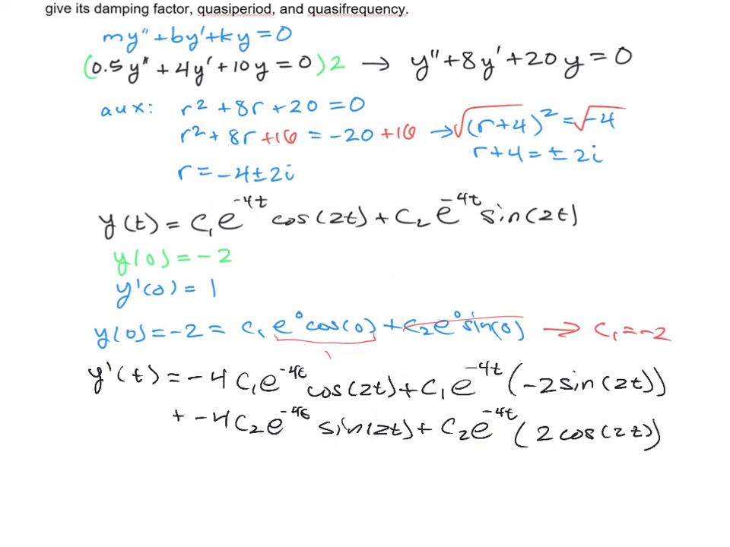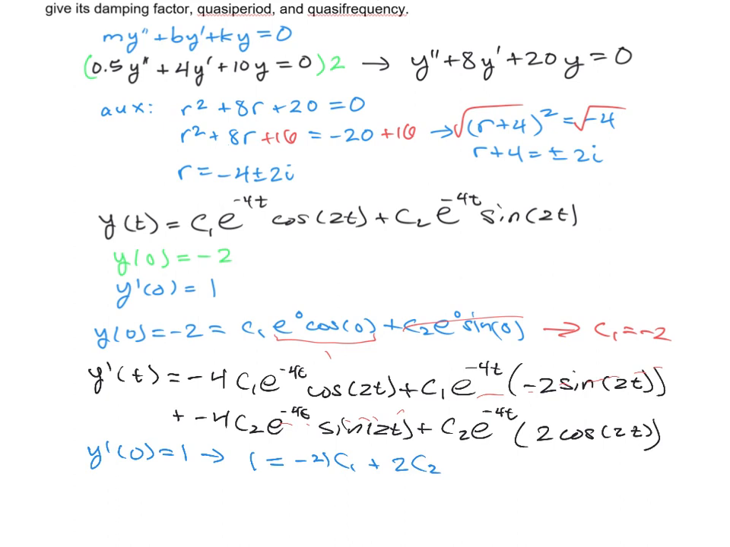And we know again that y prime of 0 must equal 1. So that means that 1 will be equal to this expression evaluated at 0. So we're going to have a negative 4c1 from the first term. The second term drops out because it's got the sine of 0. The third term drops out, sine of 0 again. And then the last term is going to be 2c2.